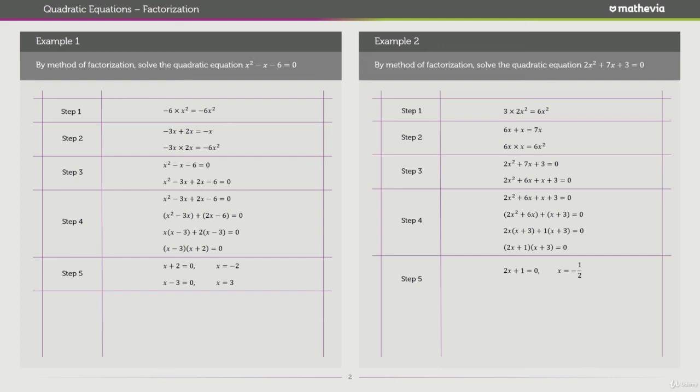And then step 5, if 2x plus 1 multiplying x plus 3 equals 0, it should tell us that either 2x plus 1 is 0, and we have that x equals minus 1 over 2, or x plus 3 equals 0, and when you solve that, you have x equals minus 3. And that is how you solve a quadratic equation by method of factorization.